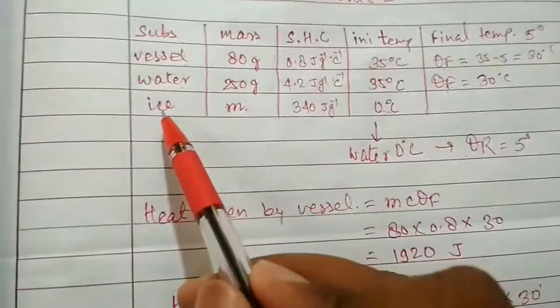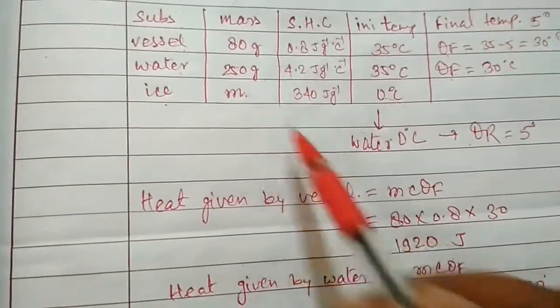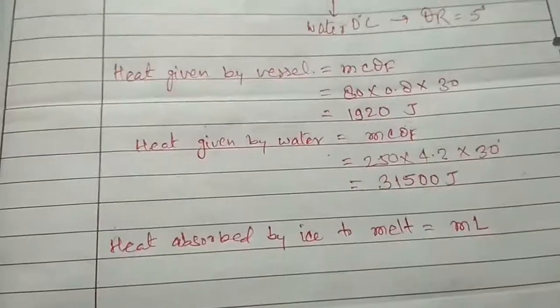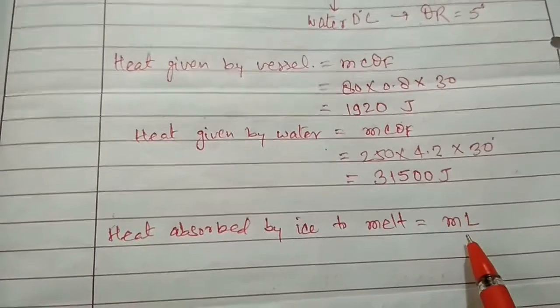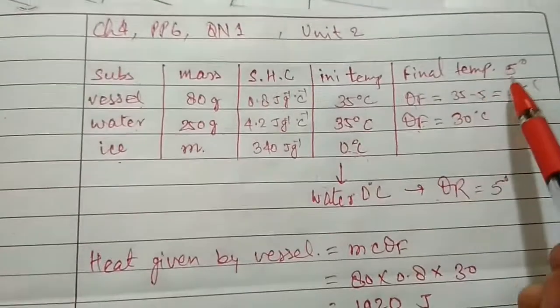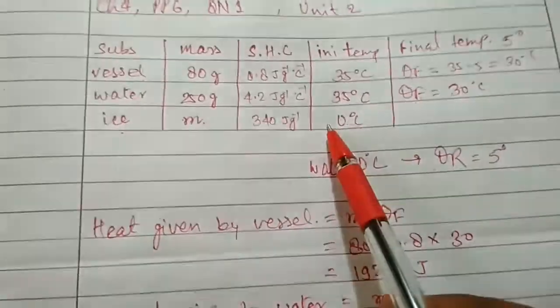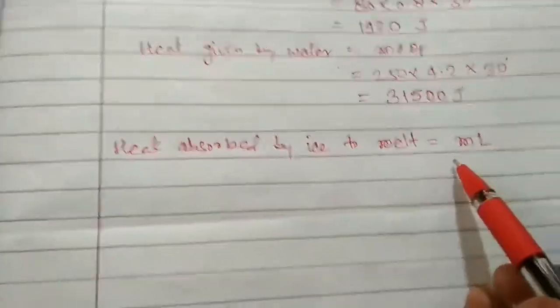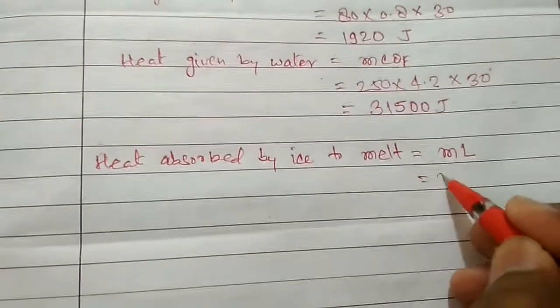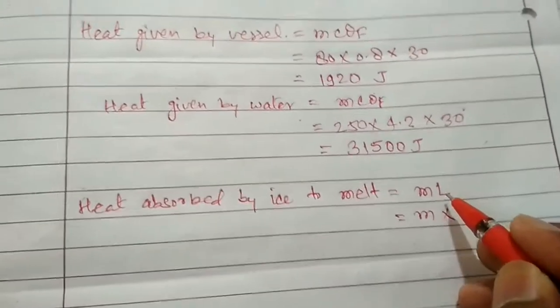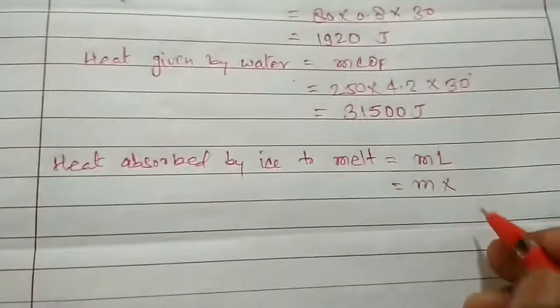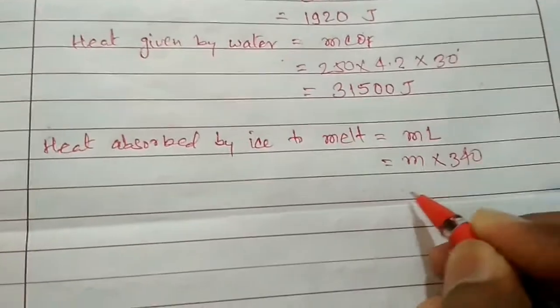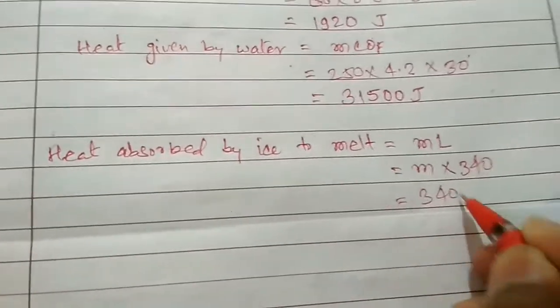Now let's see the heat absorbed by ice first to melt. The ice will melt first because the final temperature is 5, and then it will go to 5. So heat absorbed by melting is ml. We don't know the mass, so we will write m only, and we know that L is given as 340. So it becomes 340 m.